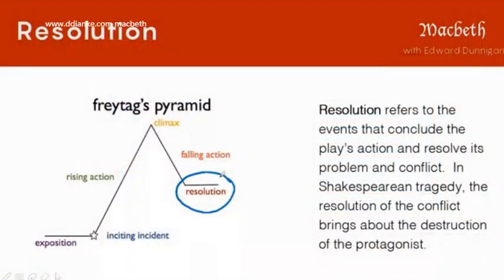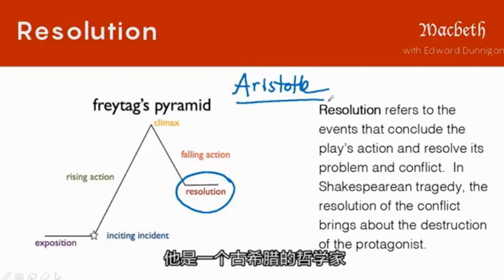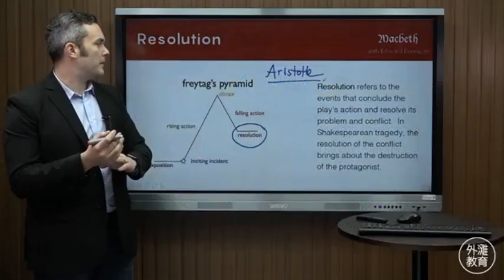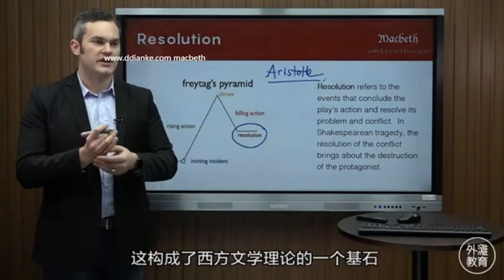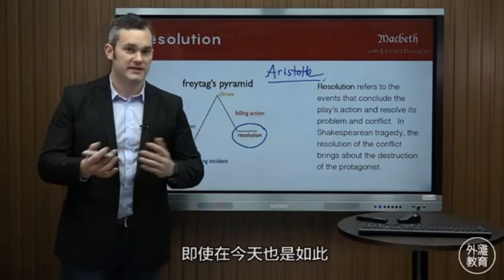So, perhaps you've heard of Aristotle. He is a Greek philosopher, political theorist, mathematician. He was really everything. And Aristotle wrote a text called the Poetics, which is really the first foundational Western work of literary theory extant today.